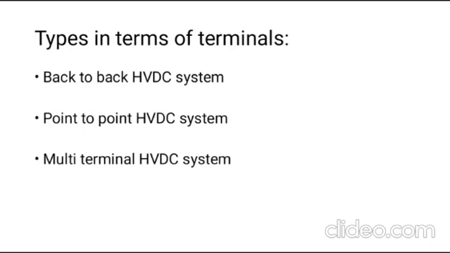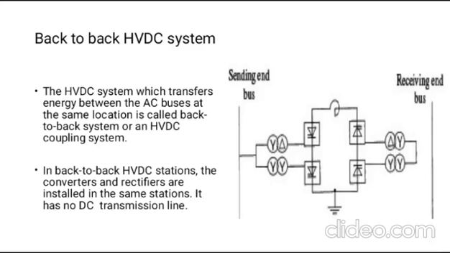In terms of terminals, there are three types: back to back HVDC system, point to point HVDC system, and multi-terminal HVDC system. Let us discuss one by one.